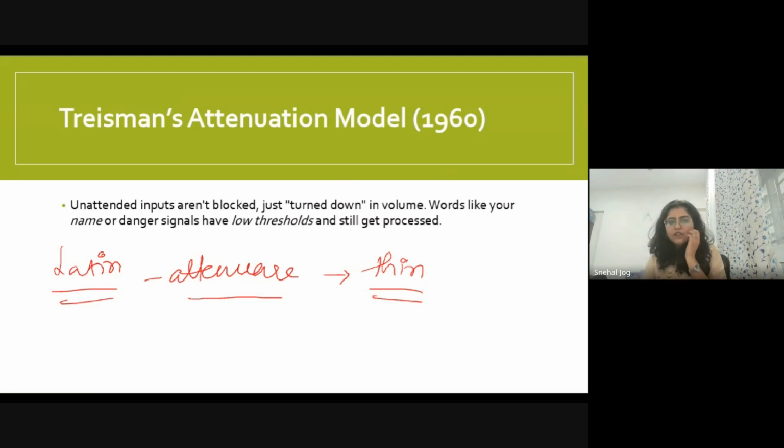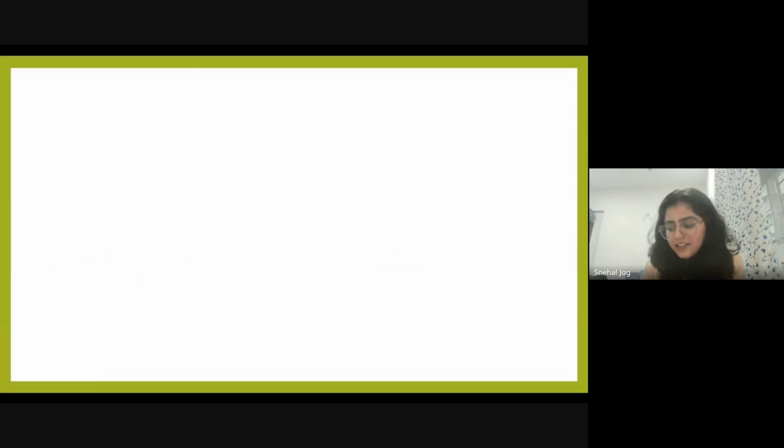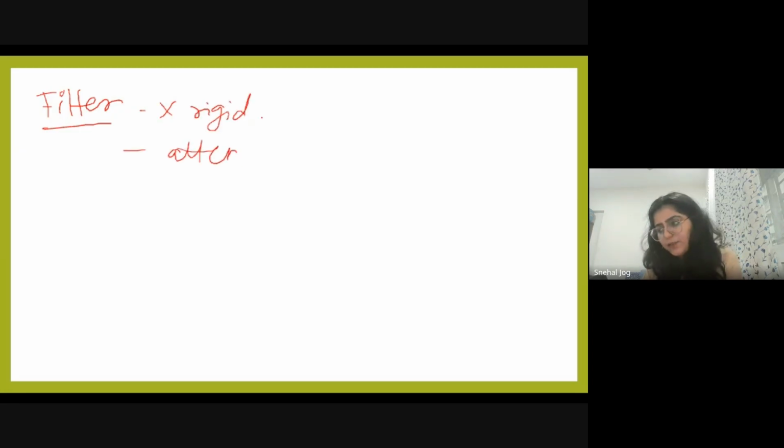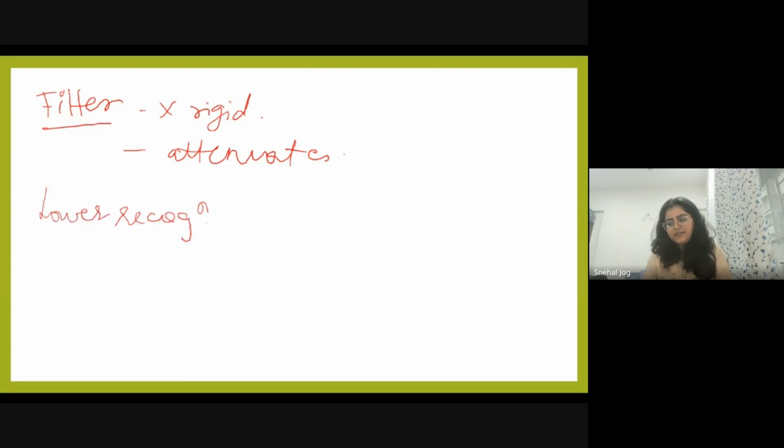Okay. So basically, according to Treisman, the sensory filter that exists is not rigid. Okay. It just attenuates the input. So all messages are processed at some level. There are going to be some items which have lower recognition thresholds, like your name or anything that you're fond of, anything you're scared of. So those items are still going to be able to break through.